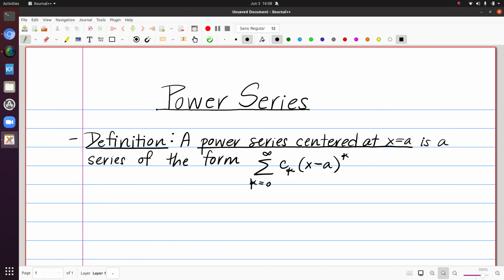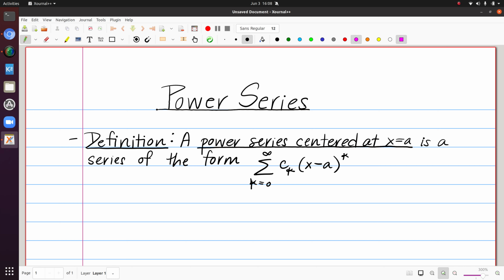I want to introduce the concept of a power series and see how this relates to what we've studied so far regarding series. So we're going to define a power series centered at x equals a to be a series of the form given here, where we start the sum at k equals 0 up to infinity with terms c sub k times x minus a raised to the k.